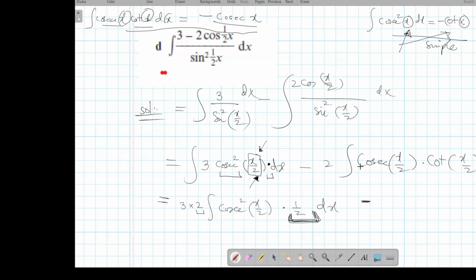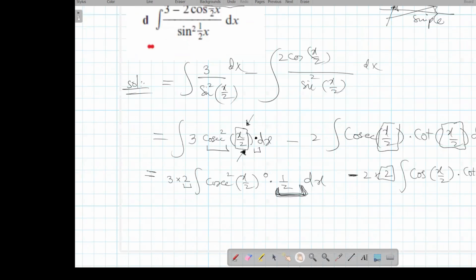What if we have some other function in place of x? What will you do? You will find that derivative. We have to make the derivative of this function available. So x over 2 has a derivative 1 over 2. I am dividing it here and multiplying it here.